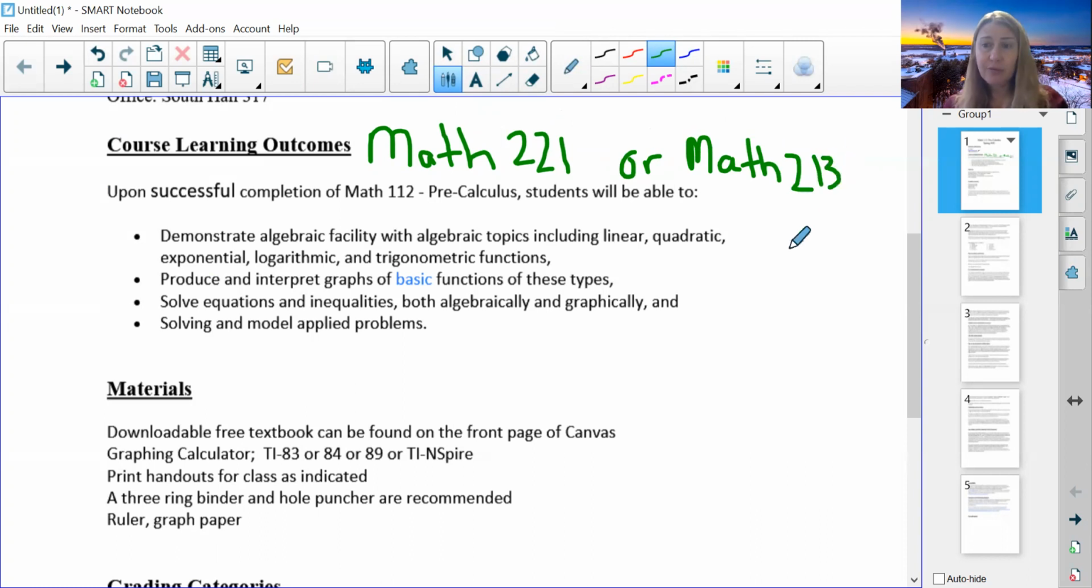The only reason that you should be in this course is if you have either Math 221, which would probably mean you're a science major, or you are required to take Math 213, which means you are in the business track, right? Economics, business administration, accounting, something like that. If you are not in a program that requires you to take either Calculus 1 or Applied Calculus, I don't recommend that you take this course unless you just want it as an elective.